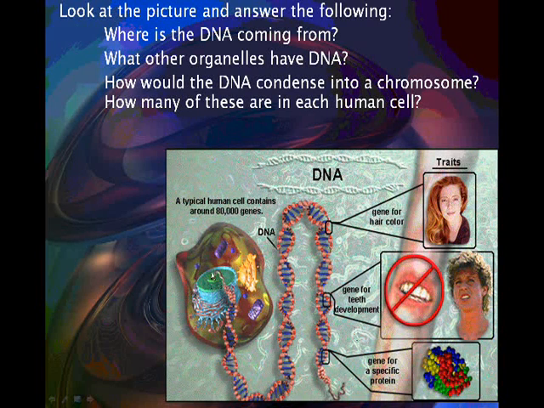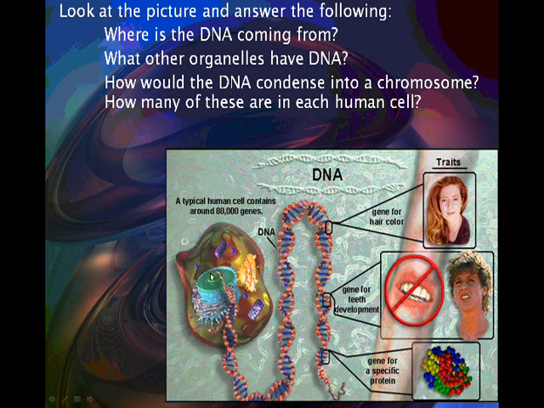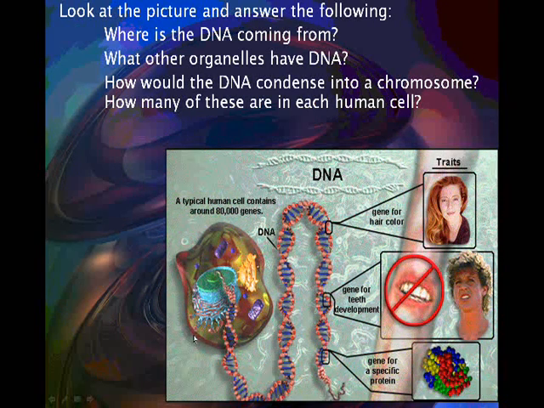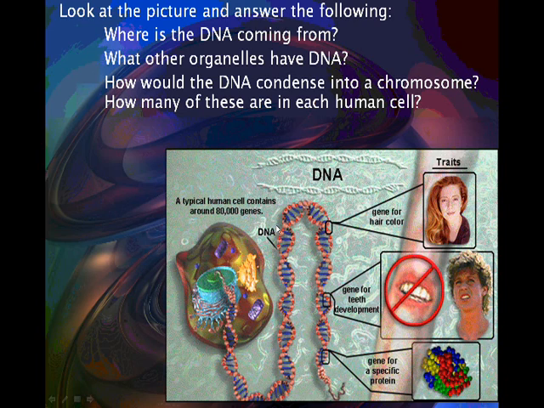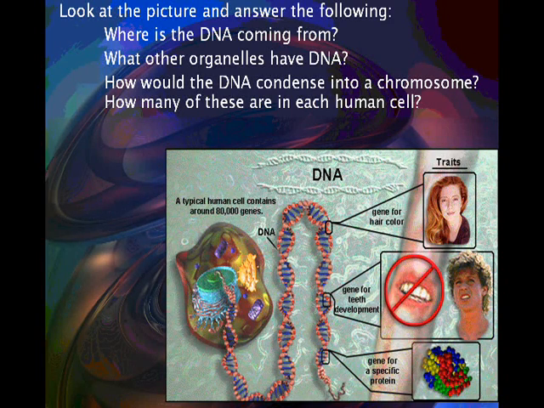The DNA is found in the nucleus. That's what this is coming out of here, showing the DNA leaving the nucleus. Some other organelles that have DNA are actually mitochondria, which are these purple ones shown here. And chloroplasts also have their own DNA. Since those are only found in plant cells, they are not pictured in this picture. DNA condenses into chromosomes by wrapping around proteins called histones, and we'll get to that in just a moment. And how many of these are in each human cell? There's 46 in each cell, 23 chromosomes, and there's a pair of each, so 46.